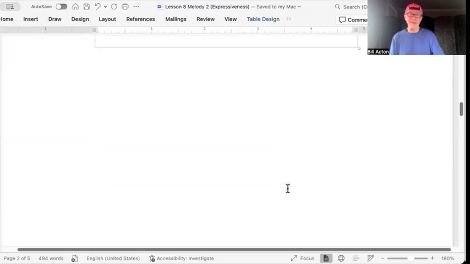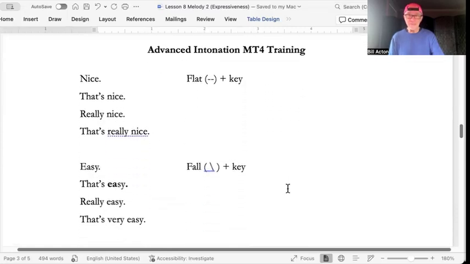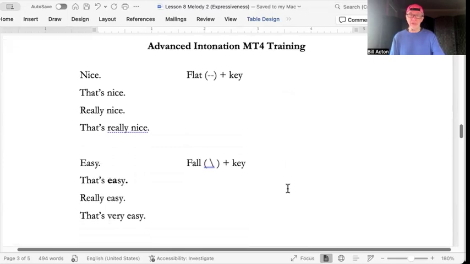All right. So let's just, as usual, do training. Very simple here. We're going to take each of the five MT4s, and we'll do each one of them with mid, high, mid, low, and mid key. So again, just practice. I'll just show you this. Very easy, but practice this yourself.